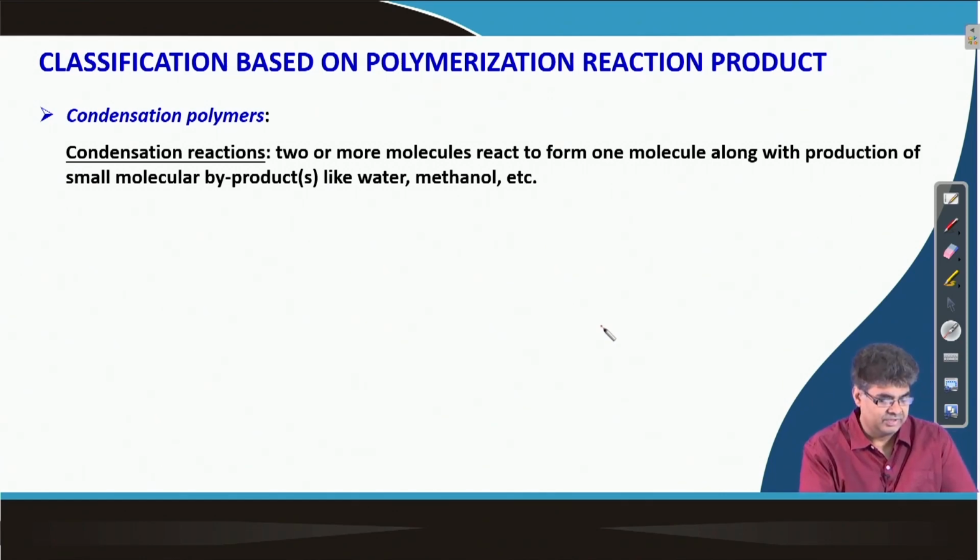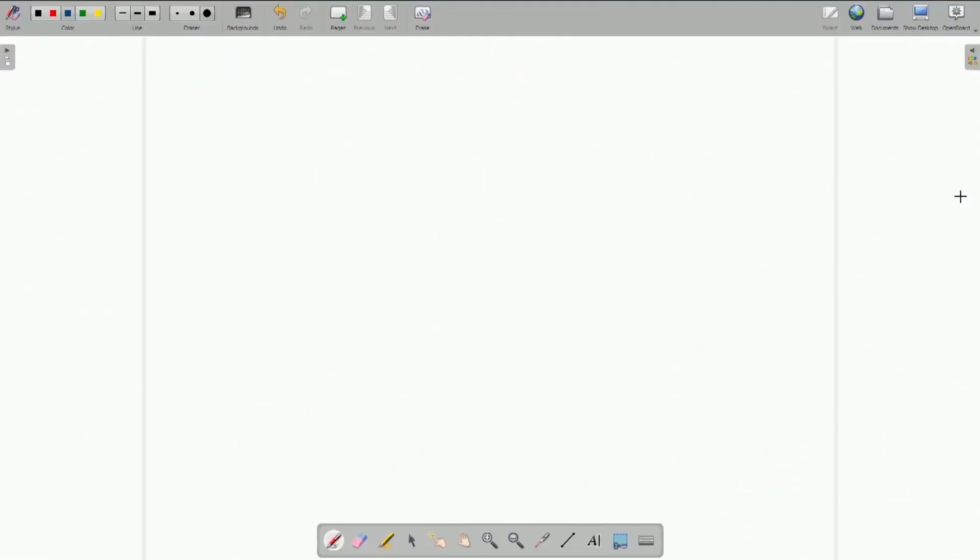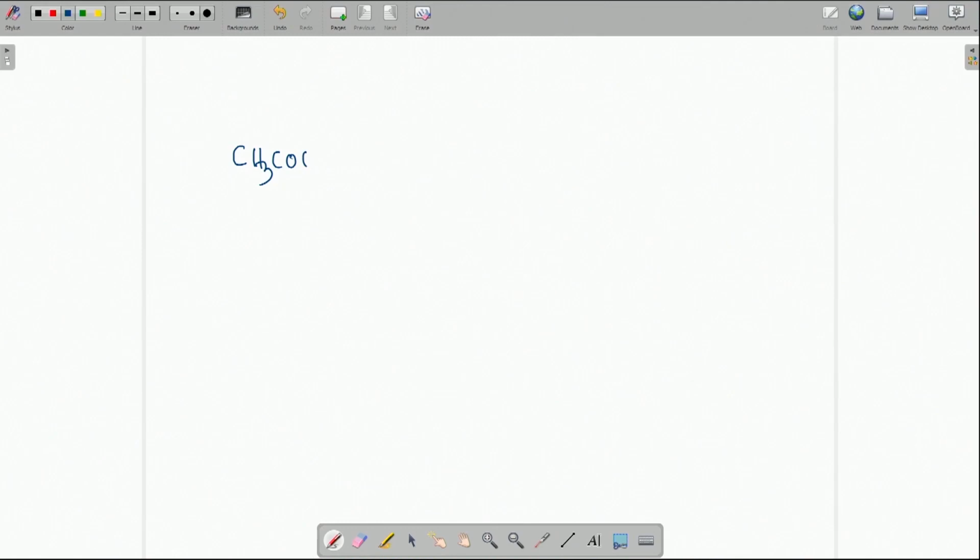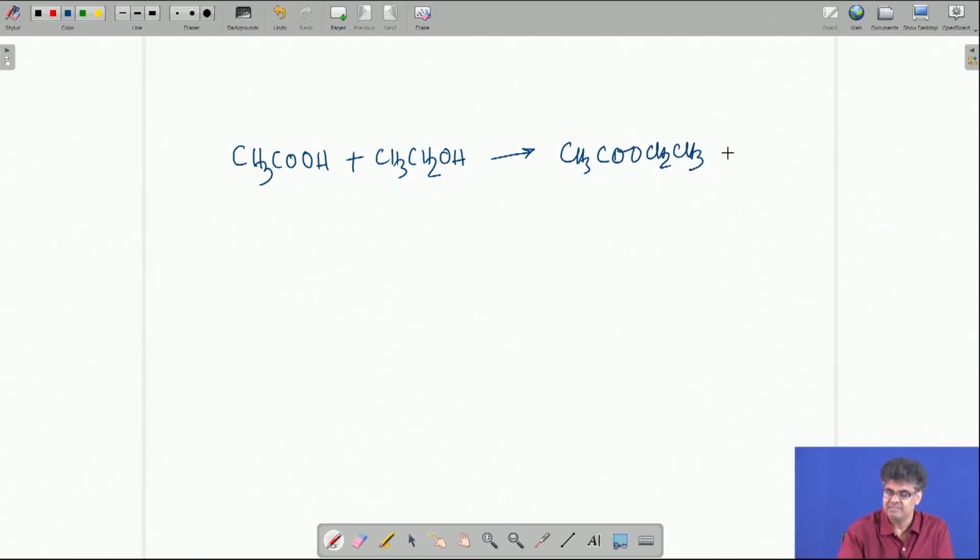Now, if we just want to give an example, we can write a standard condensation reaction, like say acetic acid plus say ethanol, which will give say ethyl acetate, plus H2O. So, in this case, because this small molecule byproduct is coming out, we call this a condensation reaction.